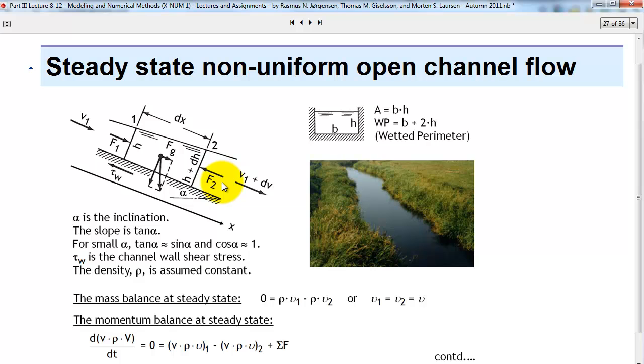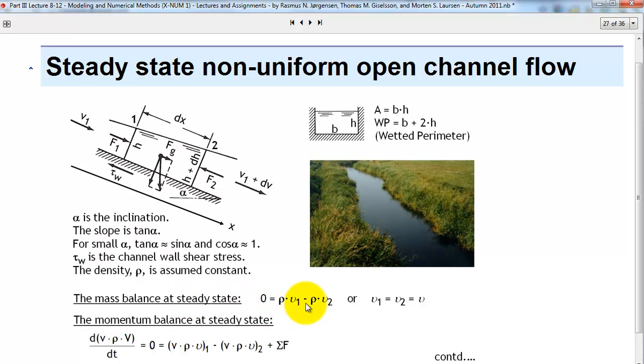Then you have some friction here on the wall, which depends on this. You need to include that. We'll come into that later. And then there is some assumption of mass balance. Nothing is leaving in a little system here.